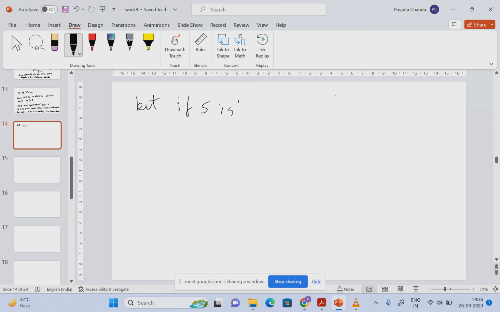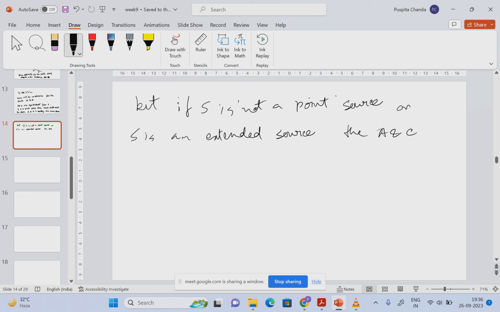If S is not a point source, or S is an extended source, then A and C will no longer be called coherent.